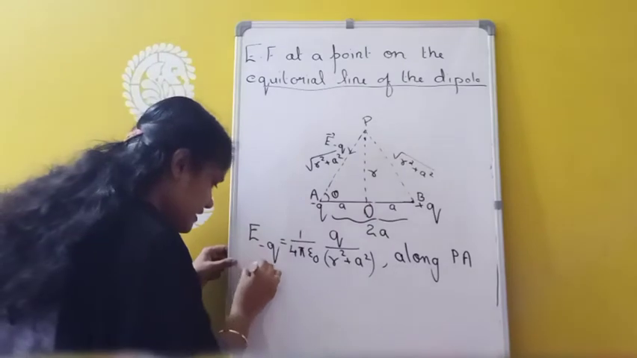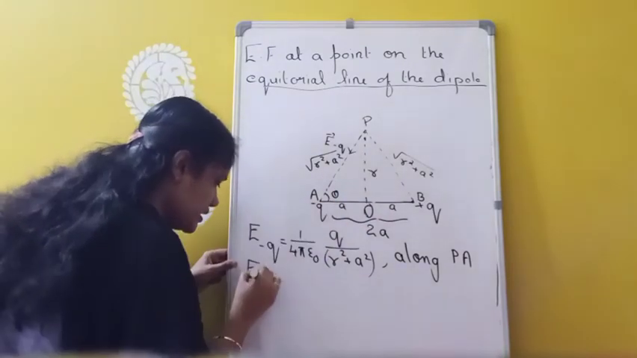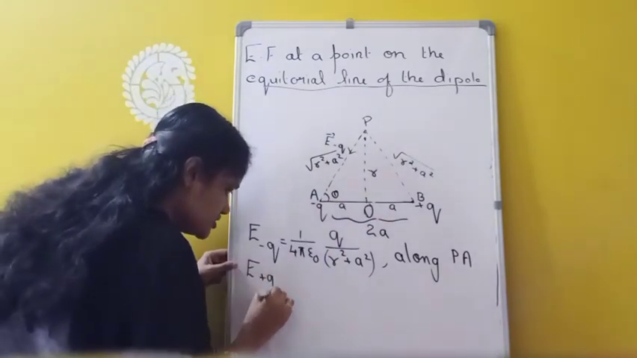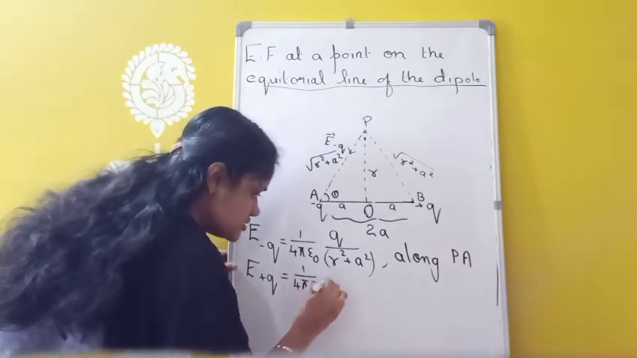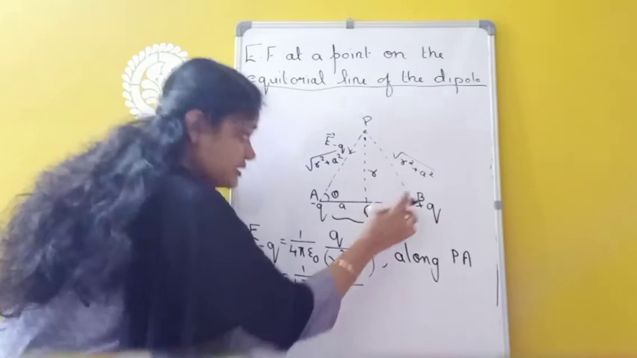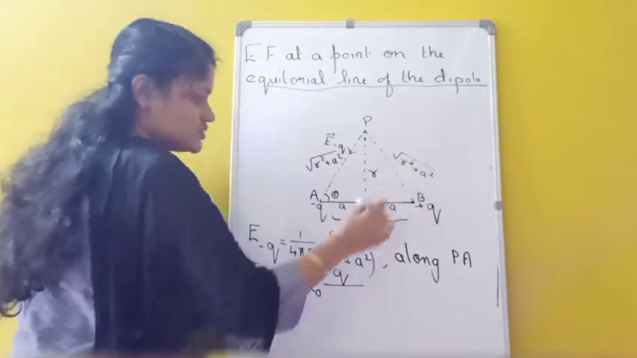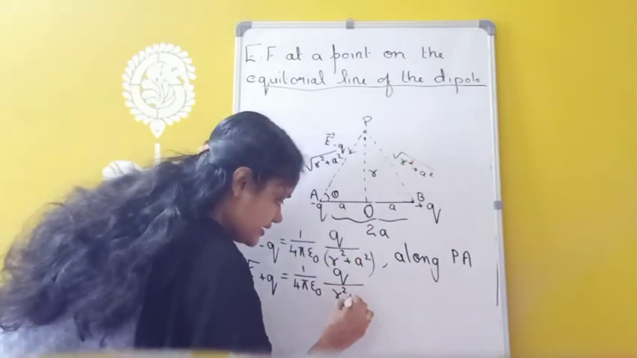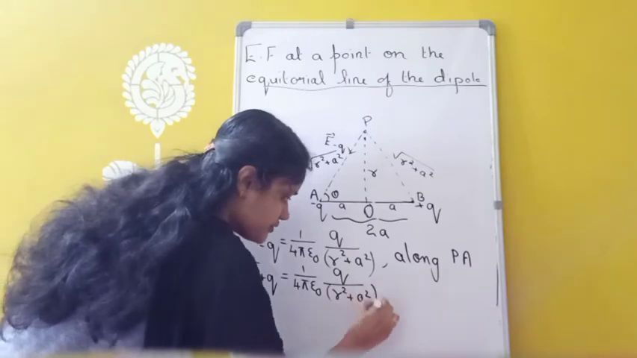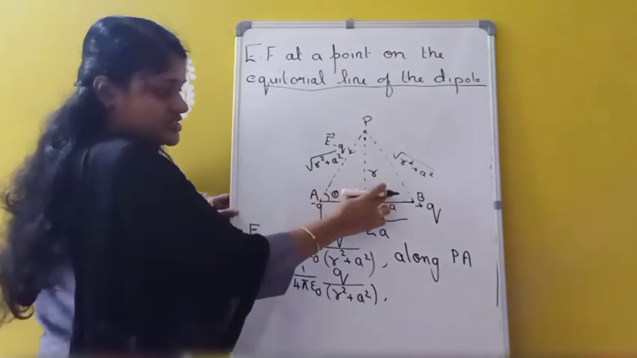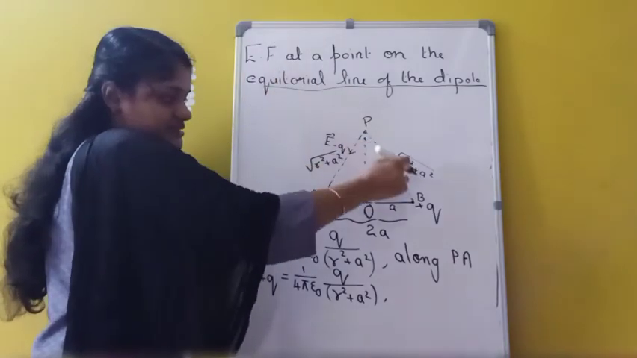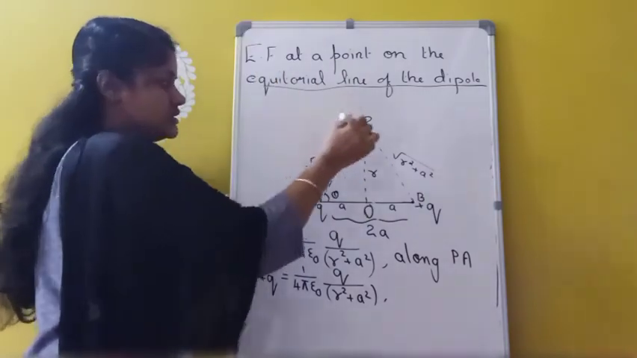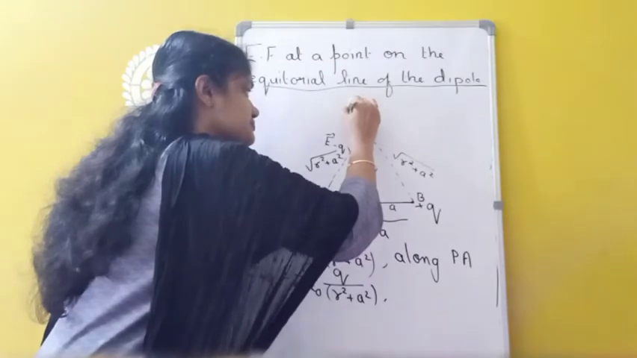Similarly, we are finding electric field at point P due to plus Q charge. Formula is 1 by 4 pi epsilon 0 Q divided by the same distance, distance square meaning R square plus A square. It is acting along which direction? Positive charge means it is acting in the outward direction. Electric field is acting out of this positive charge. That means it is acting like this.